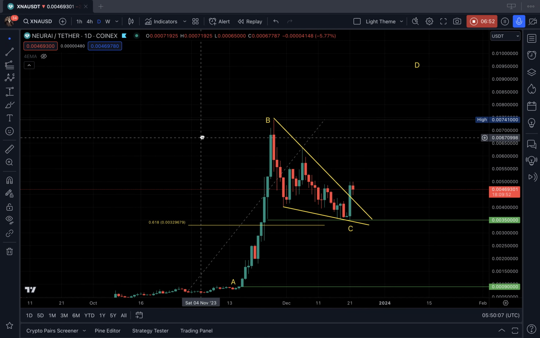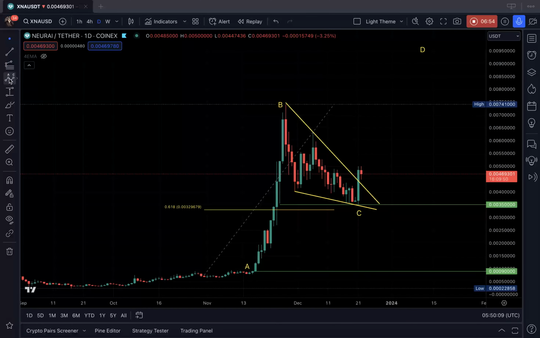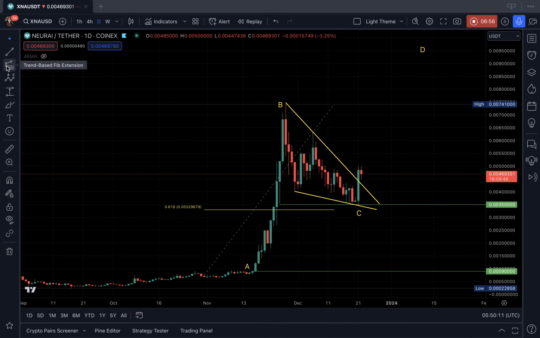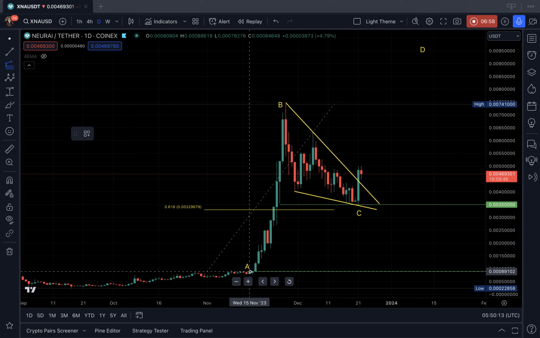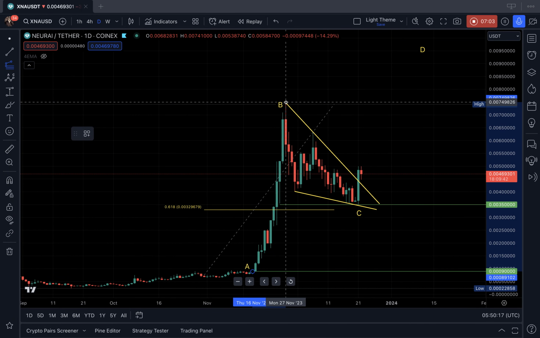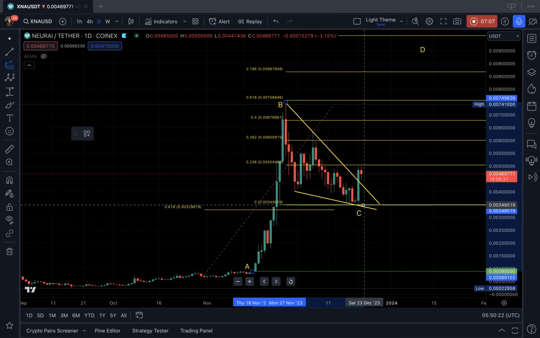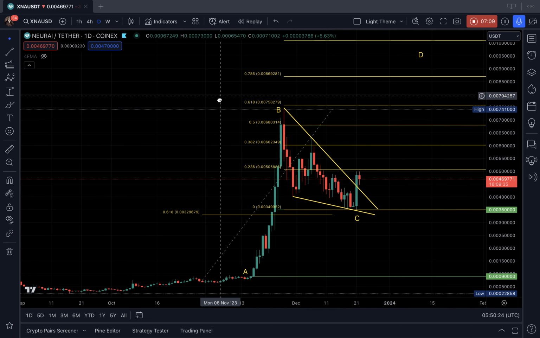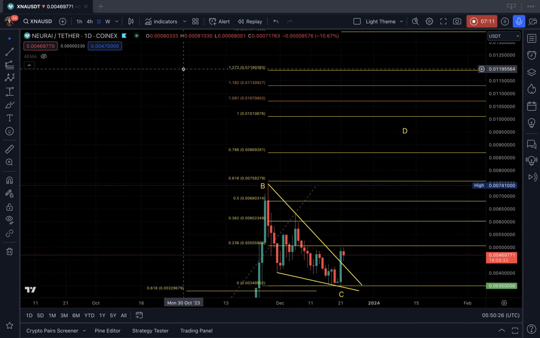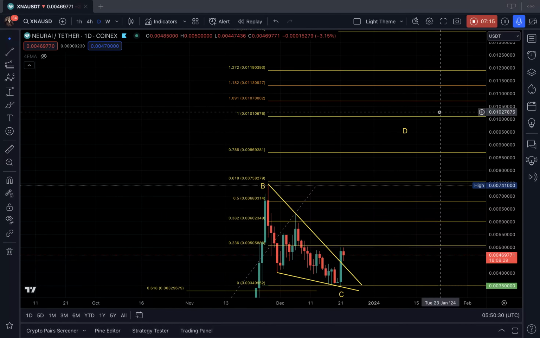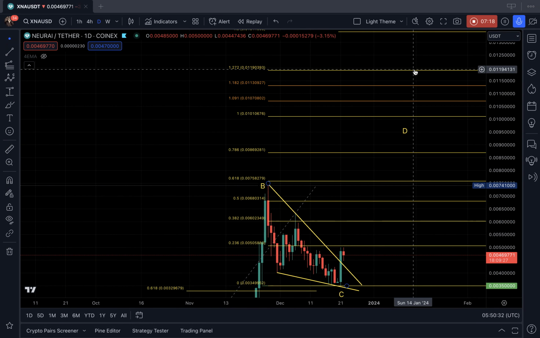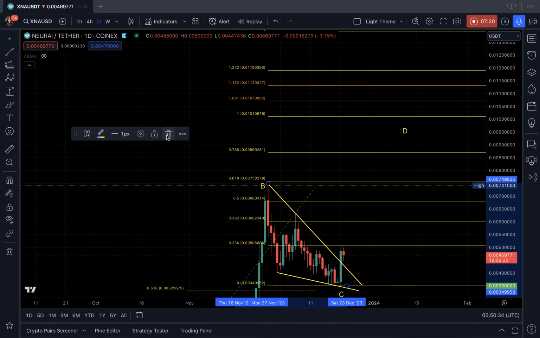The second way to take a measurement of an ABC pattern is by a fib extension, and the target is the 1.272 fib extension. And this brings us to almost 1.2 cents, which is also a target. I know it sounds like a lot, but it is possible.